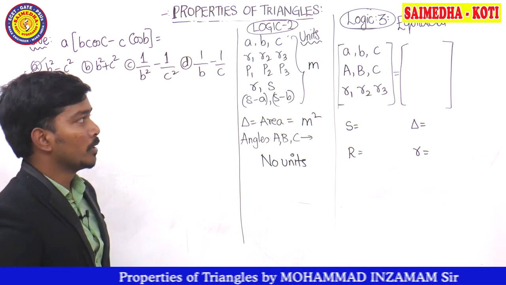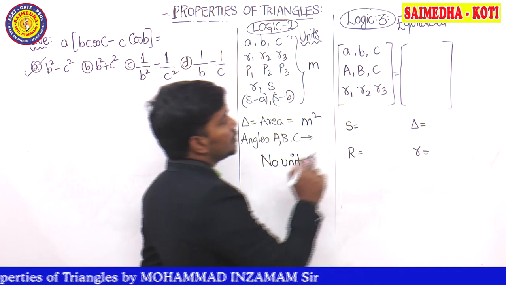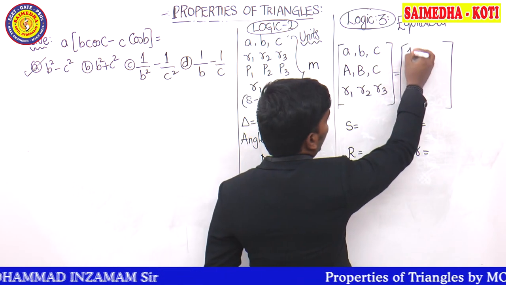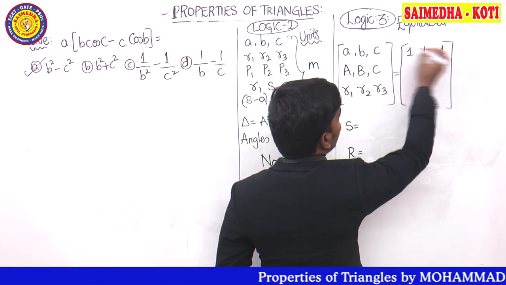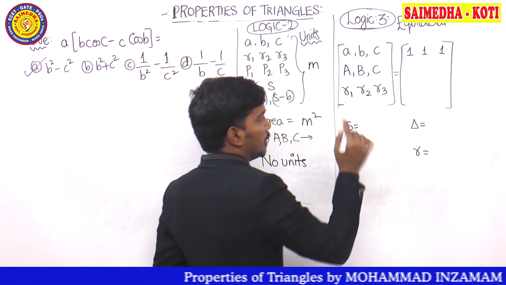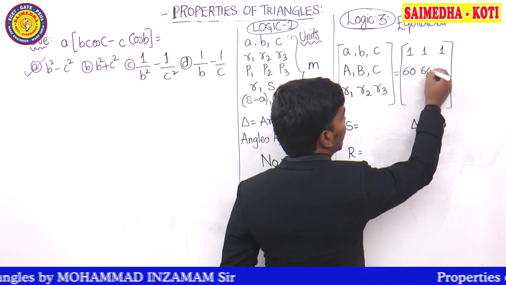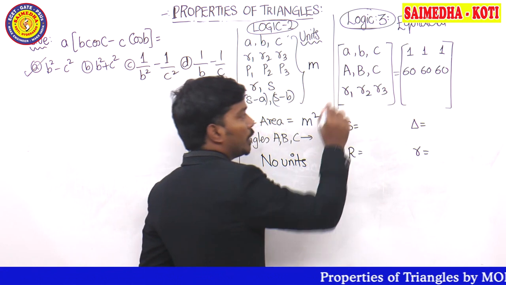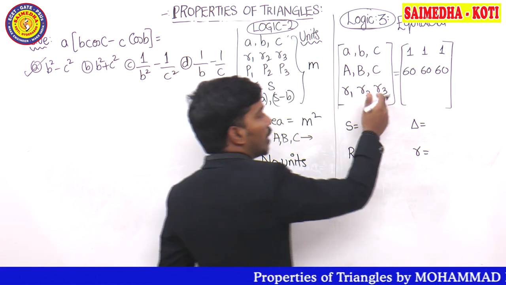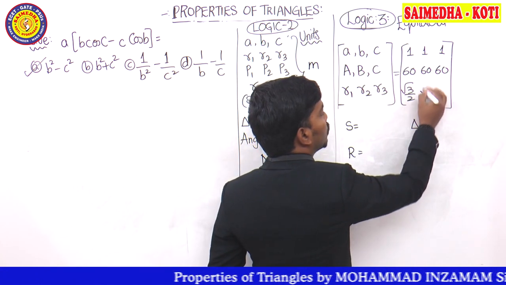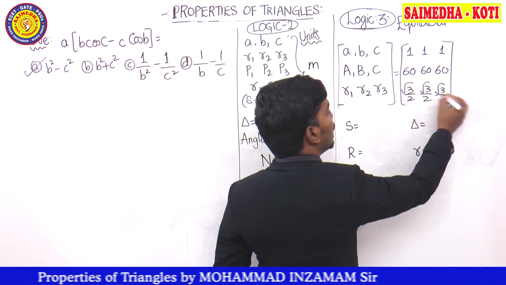Radians as well as degrees are not going to be included in our problem. Next logic: ABC is an equilateral triangle, and we are going to assume that small a, small b, small c values are 1, 1, 1. This you need to remember, guys. Angles of the triangle are all equal, that is 60 degrees, 60 degrees, 60 degrees. If we solve with the same formulas, R1, R2, R3 values are root 3 by 2, root 3 by 2 and root 3 by 2.